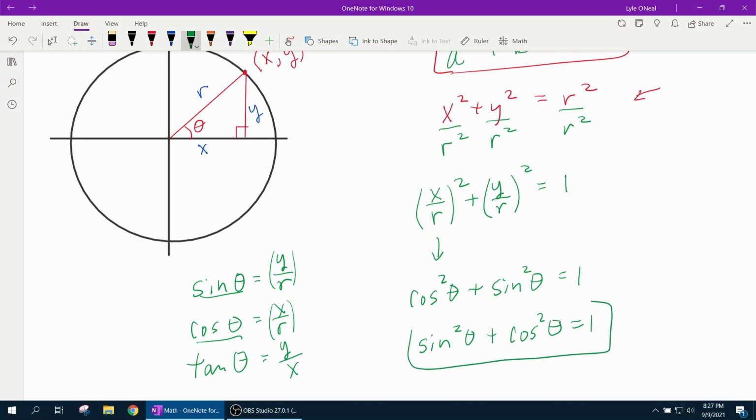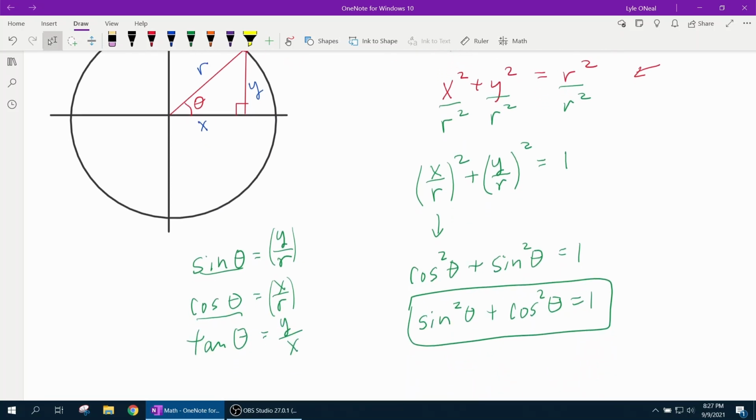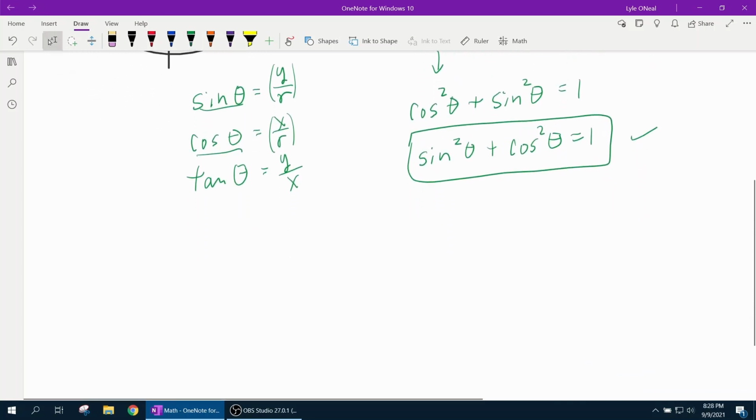All right, so there's one of our Pythagorean identities proven. Now, why is it proven? It's because we started with something we know, which is Pythagorean theorem, and we did a logical algebraic manipulation to arrive at this statement, okay? Now, we're going to do the same for the other two Pythagorean identities, starting with x squared plus y squared equals r squared. And this time, we're going to divide everybody by y squared.